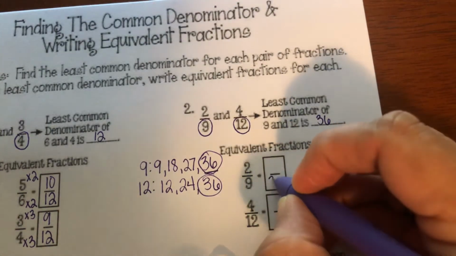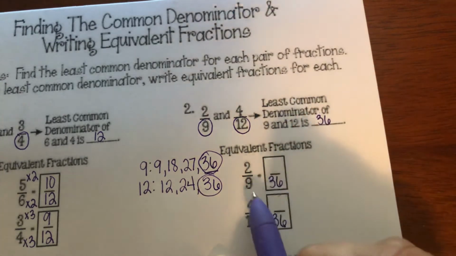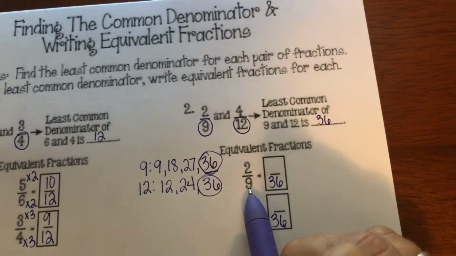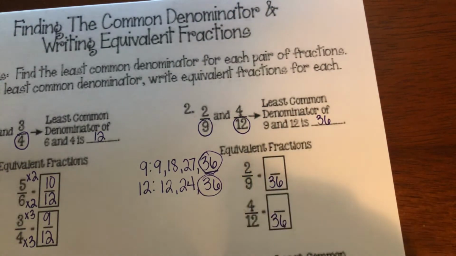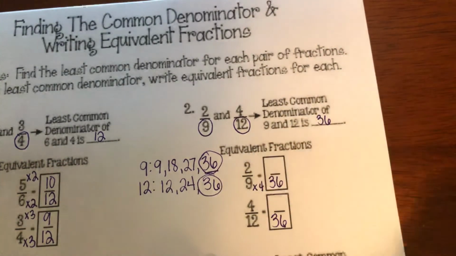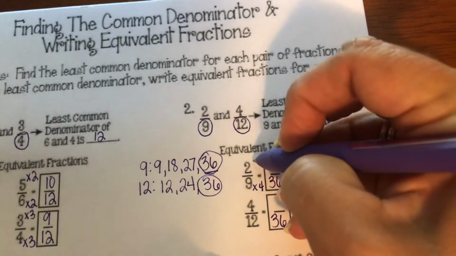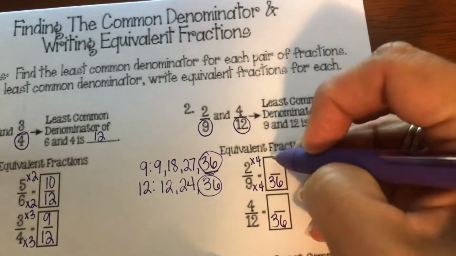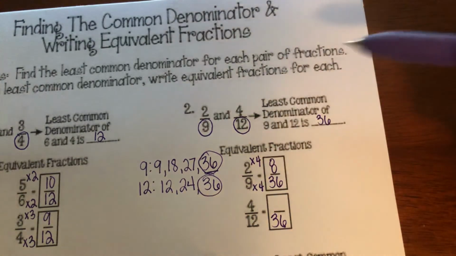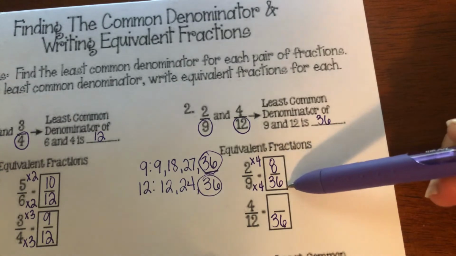I'm going to go ahead and write in my new denominator of 36. So 9, what do I do to 9 to get to 36? Well, I can multiply it by 4. 9 times 4 equals 36. Well, if I do it to the denominator, I need to do it to the numerator. So 2 times 4 would be 8. So an equivalent fraction of 2/9 would be 8/36.